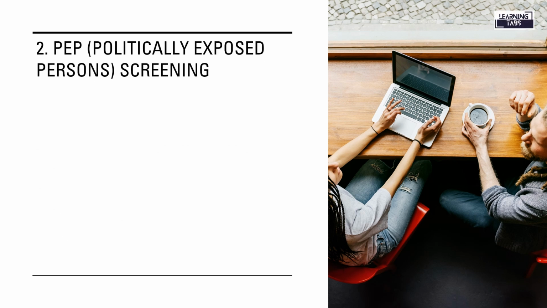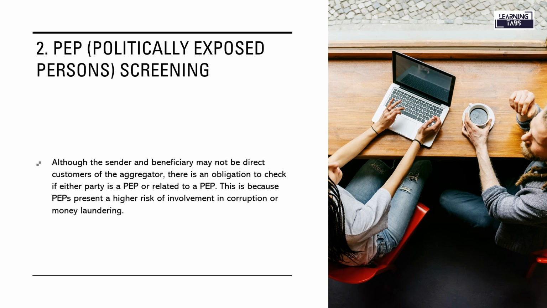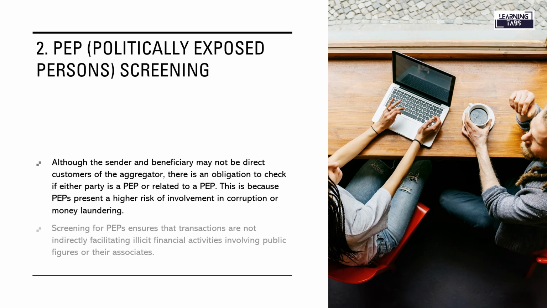Number 2. Politically exposed persons screening. Although the sender and beneficiary may not be direct customers of the aggregator, there is an obligation to check if either party is a PEP or related to a PEP. This is because PEPs present a higher risk of involvement in corruption or money laundering. Screening for PEPs ensures that transactions are not indirectly facilitating illicit financial activities involving public figures or their associates.